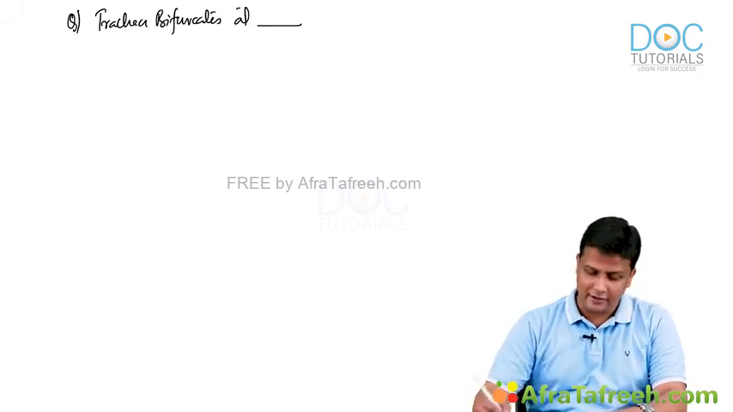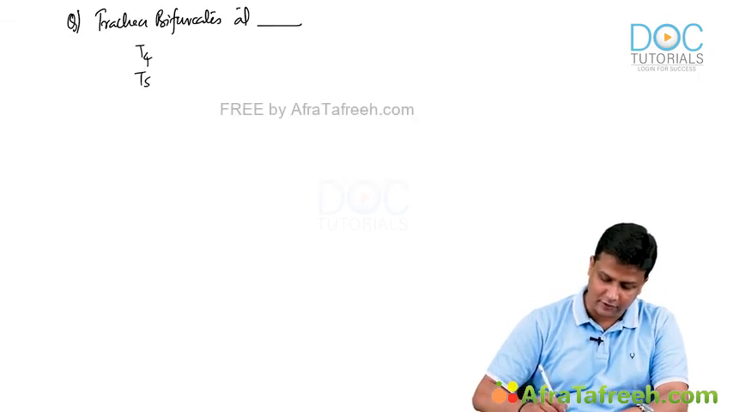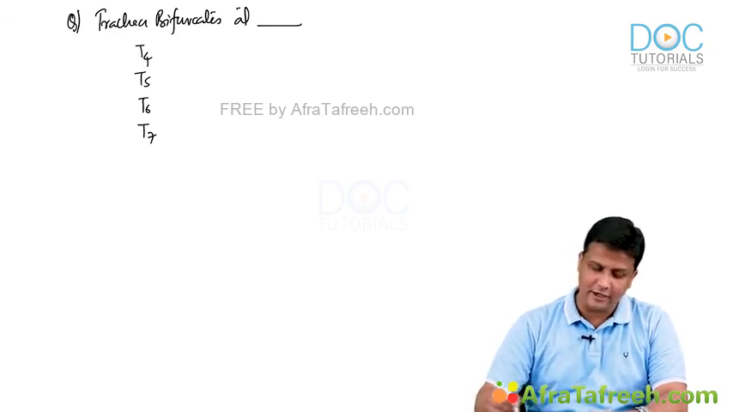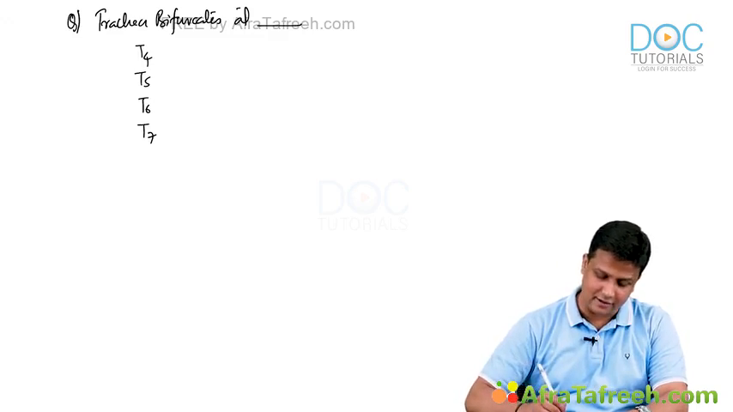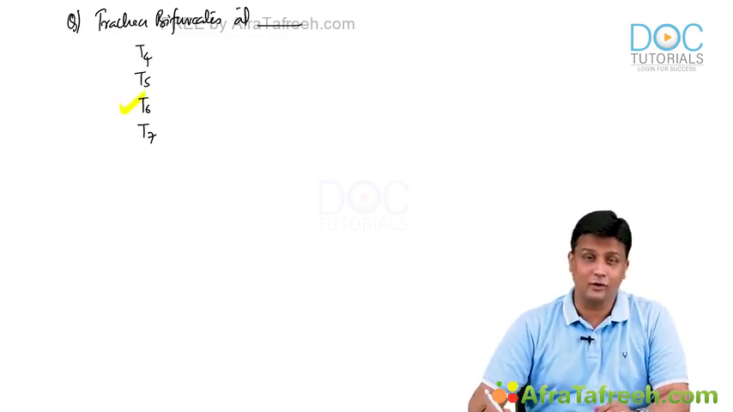Trachea bifurcates at a dash location, guys, whether it is at T4 or T5 or T6 or T7, where exactly the trachea will bifurcate. If a question is given like this, then your answer has to be T6, guys. Trachea bifurcates at the level of T6. That's the answer that you have to give.